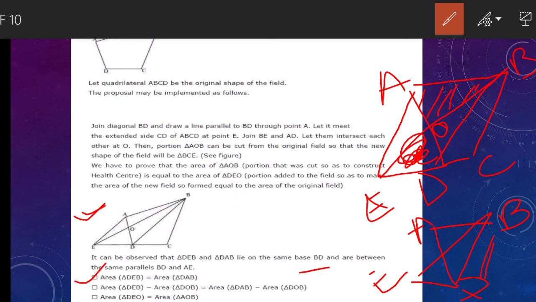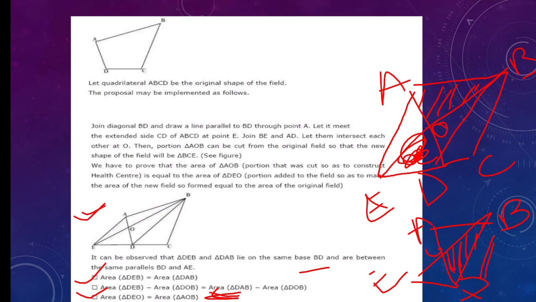Now from this part we are going to cut off DOB. So DOB will be cut off from both the triangles, so we are left with triangle DEO, which is equal to AOB. This is what we require to prove, because AOB is the portion where the government takes away, and instead of it the government gives him OED, which is of equal area. So this is how question number 12 is done.